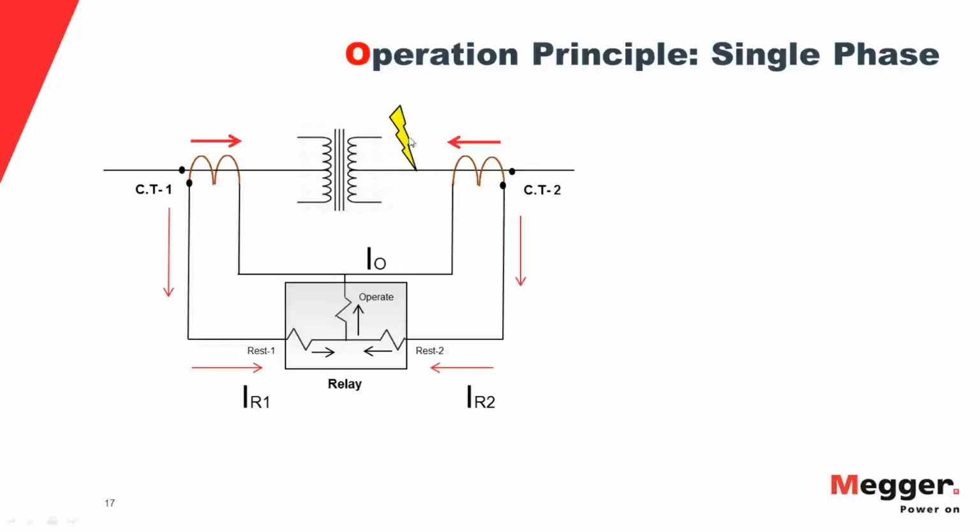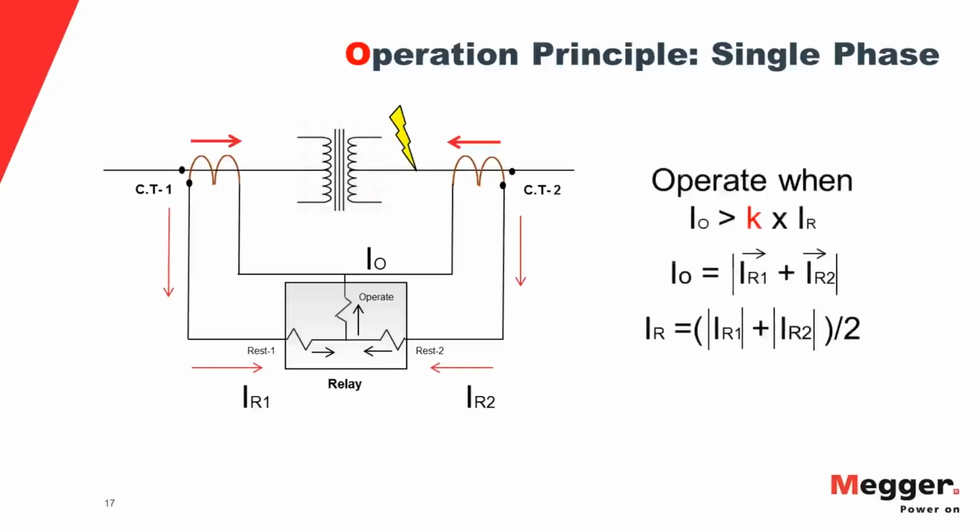So for restrained differential, if my operating current is above K times my total restrained current, then I would declare an operate condition and my differential relay will trip. Now we will discuss this K factor in my further slides.